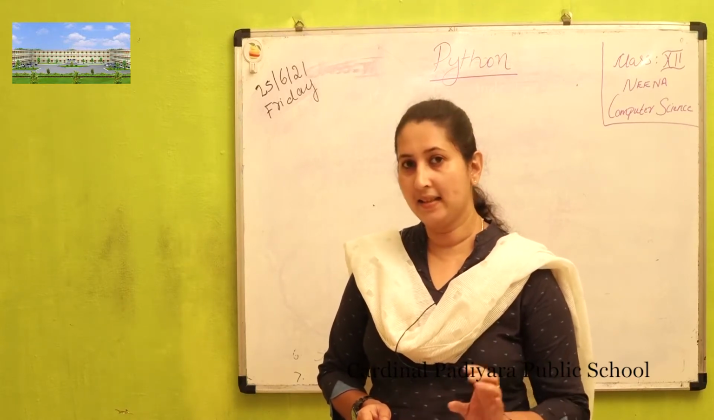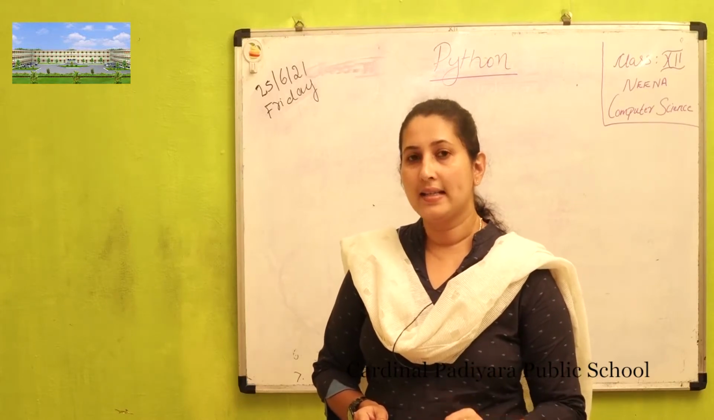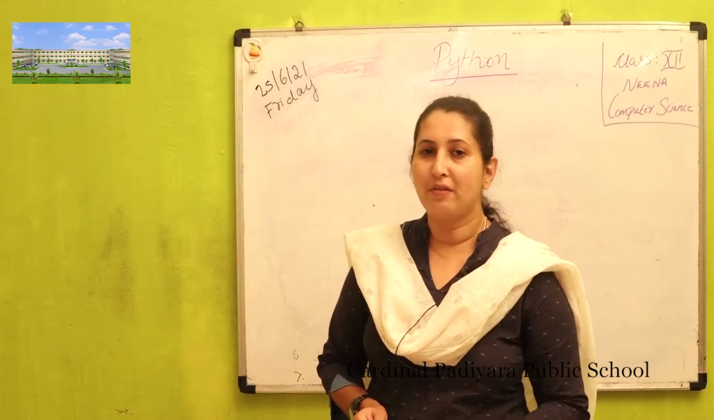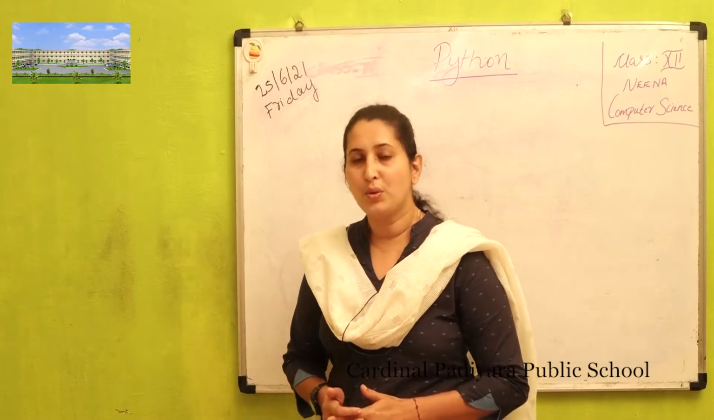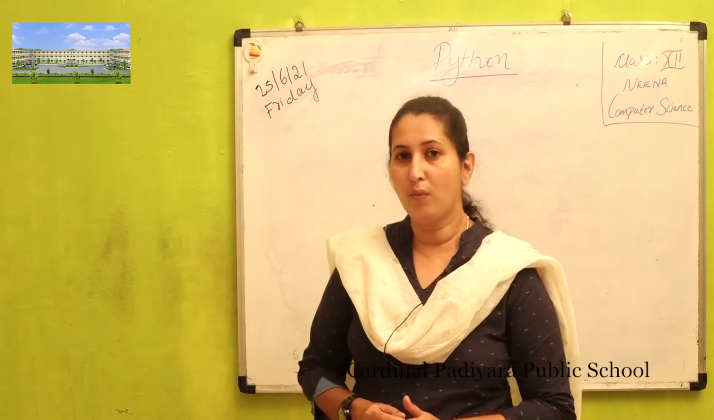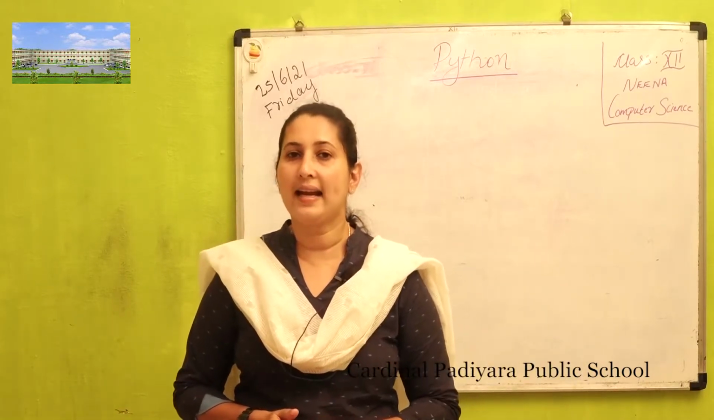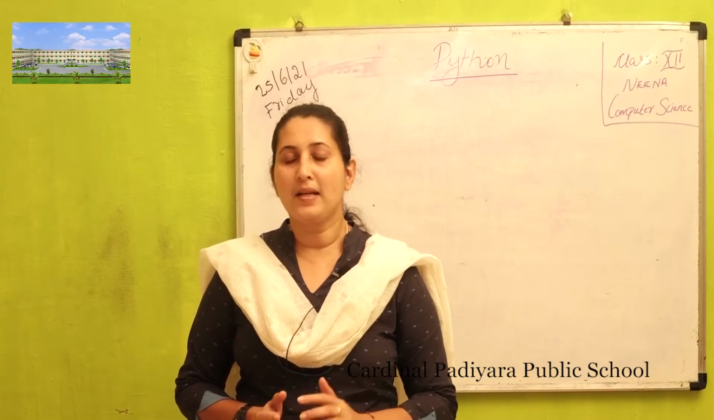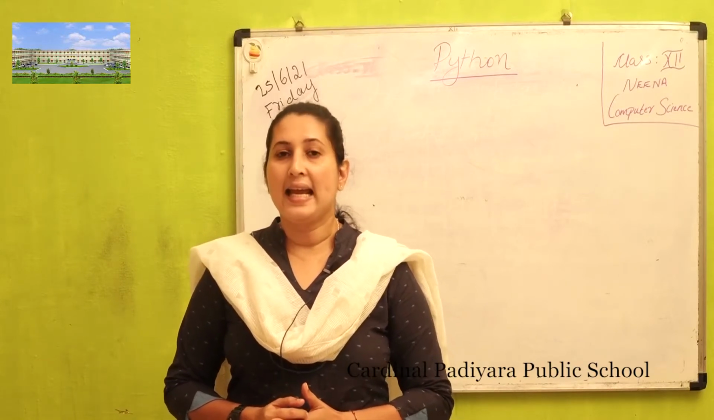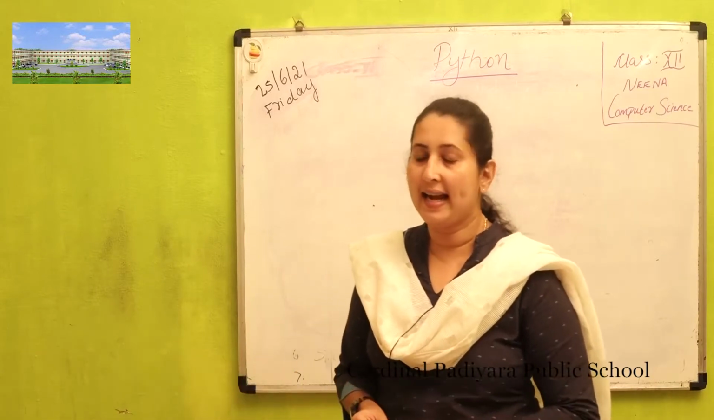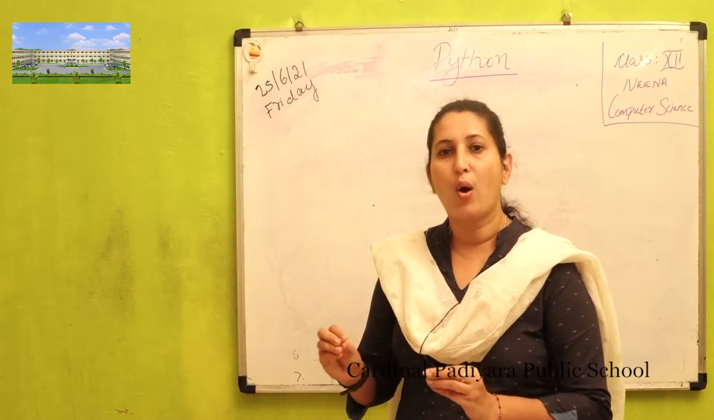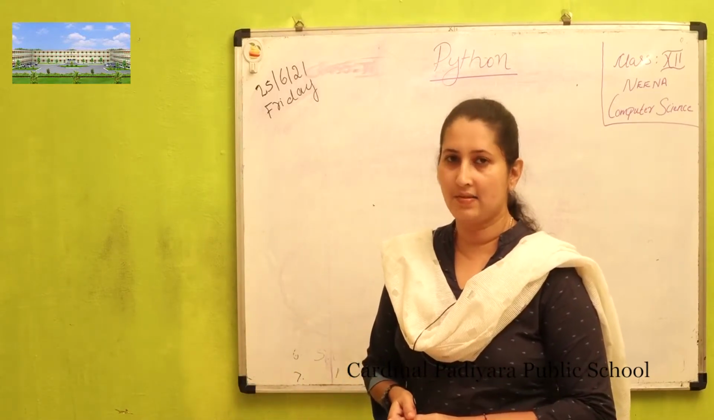So we have discussed these two, integer and floating point. Already we discussed the data types. So today we are discussing only one data type, that is the string data type. String means what? String means it is a sequence of characters. A sequence of characters is called a string.